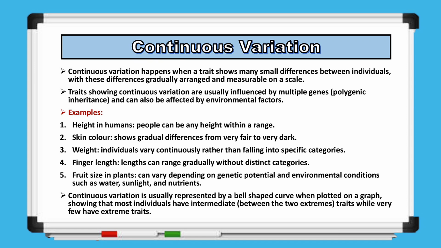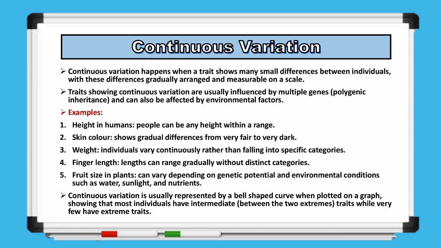Traits that show continuous variation are usually controlled by many genes working together, a condition known as polygenic inheritance. In addition to genes, environmental factors can also influence these traits, making the variation even more diverse. For example, height in humans is a trait that shows continuous variation because people can have any height within a range. Skin color also varies gradually, from very fair to very dark, with many intermediate shades in between. Similarly, body weight does not fall into fixed categories but varies continuously across individuals. Finger length is another example, where lengths change gradually rather than forming distinct groups.